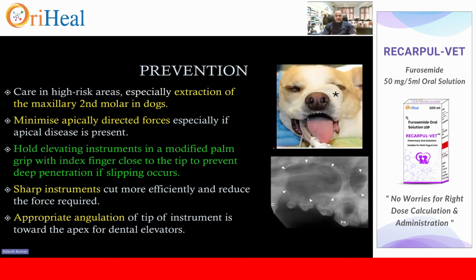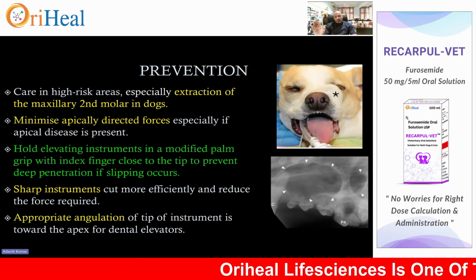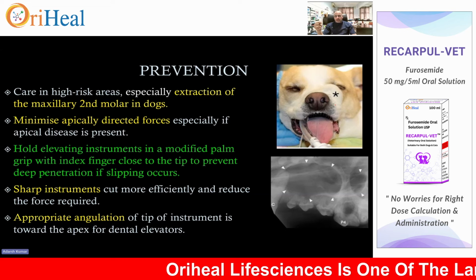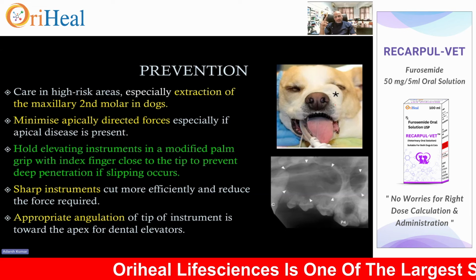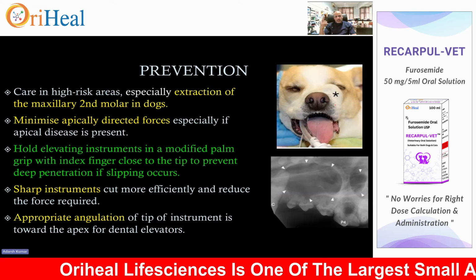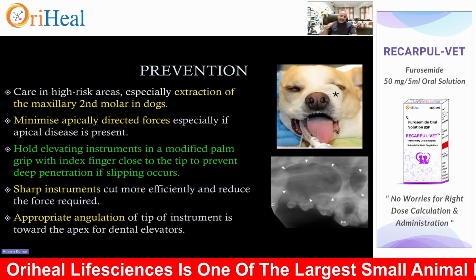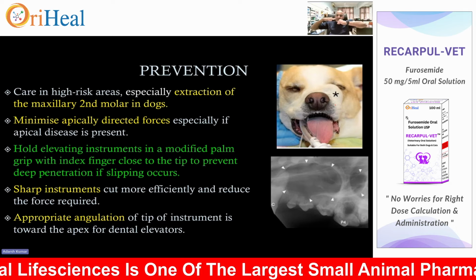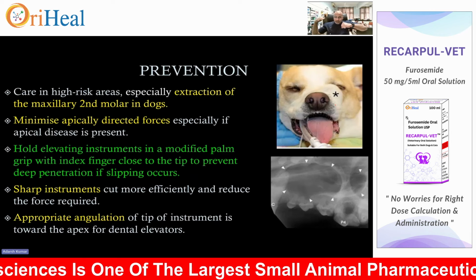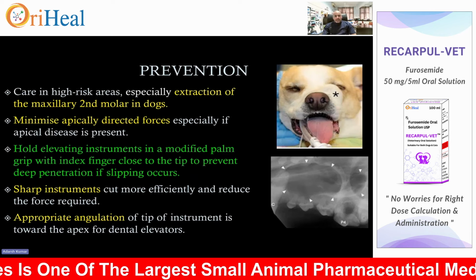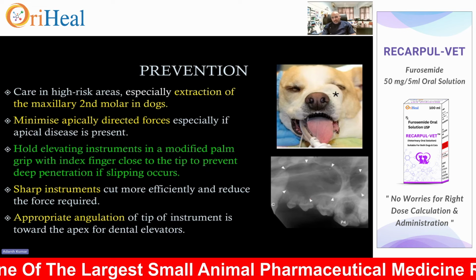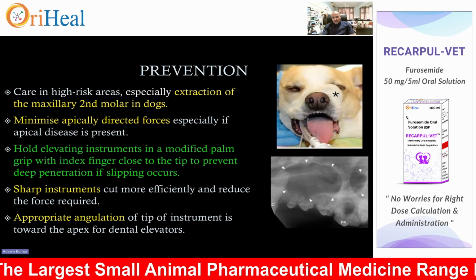Okay, some of the preventions, how to do it. See, for the second maxillary molar here, the extraction should be very, very careful. It is a high risk area because if you poke the instruments more, it can end up in the nasal passages, creating an oronasal fistula. So you have to minimize the apically directed forces. Apically means the forces towards the apex of the tooth, towards the root. Okay, especially if you find that such kind of apical disease is there. You can see a large cystic structure over here.